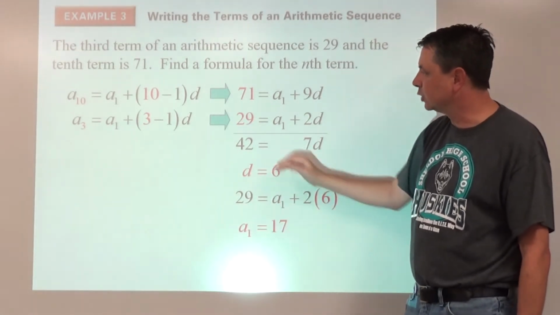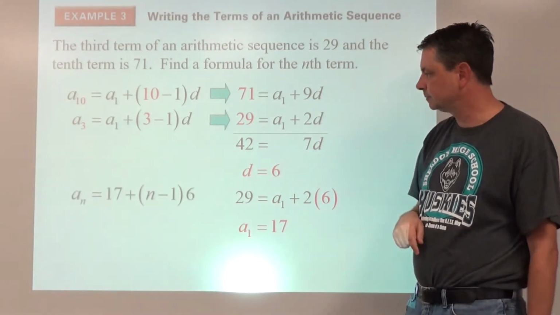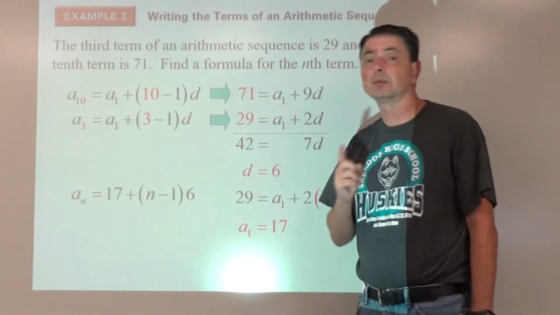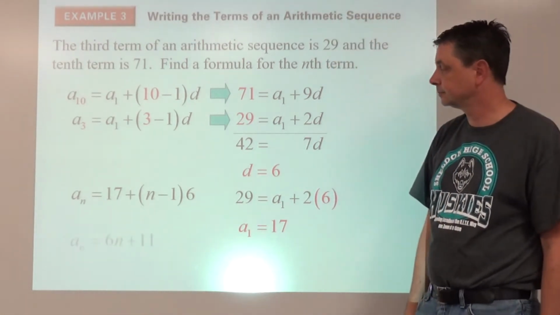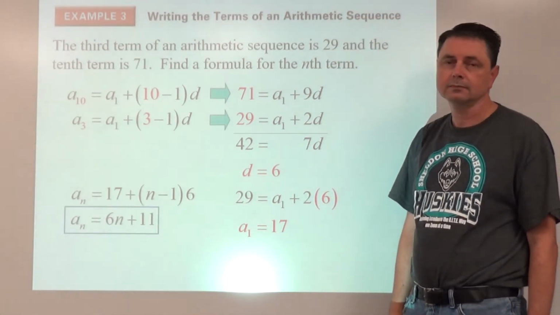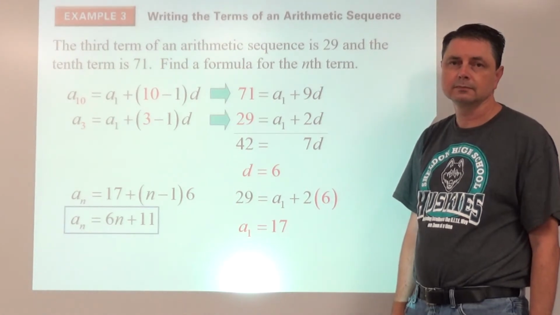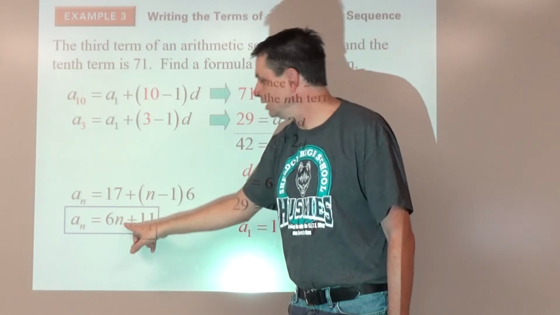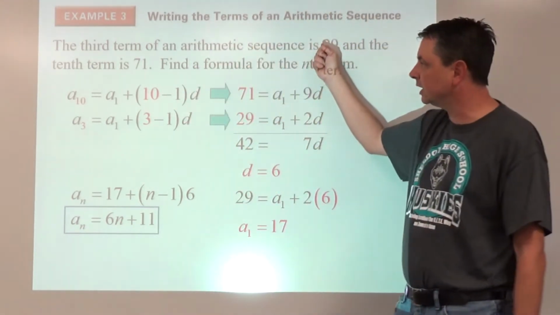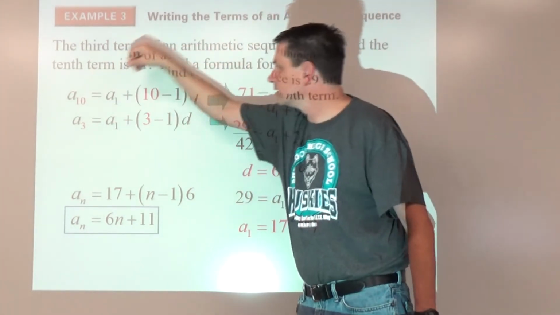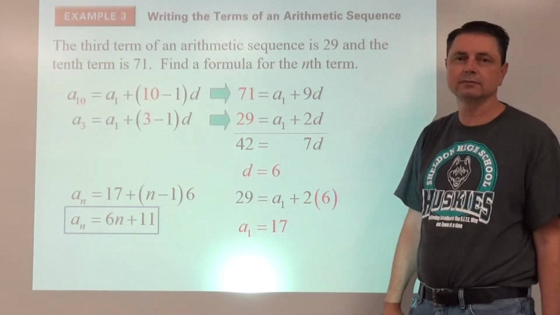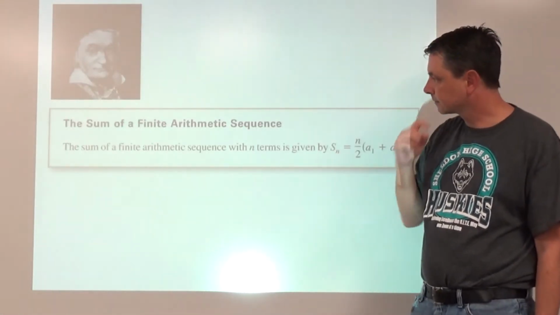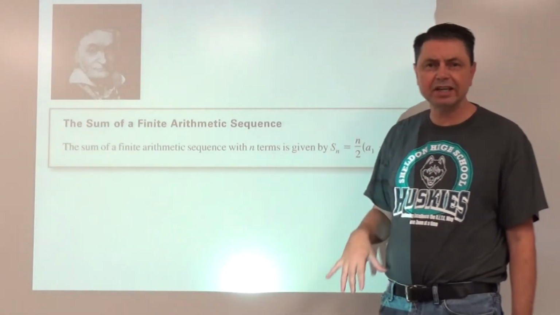We got both of those. Now go back into the formula. Distribute, combine like terms. Again, we can kind of check. Plug in a 3, see if you get 29. Plug in a 10, see if you get 71. All right, so that's the sequence part of it.